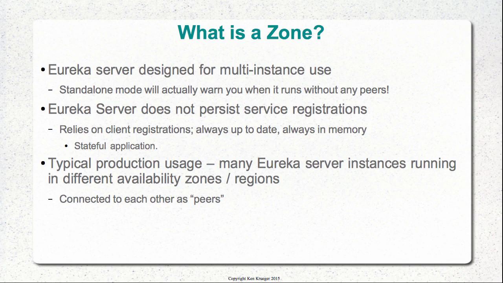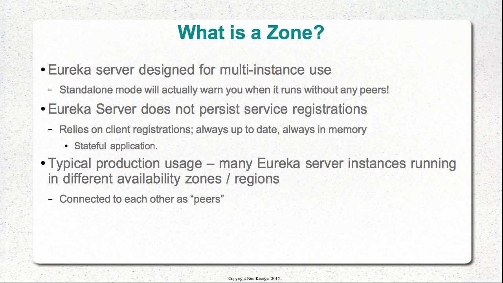So this is what we call a stateful application. This is intentional. If Eureka did try to persist some persistent storage, well, the first thing it would have to do when it would come up is it would have to double check all of that information, because it would probably be inaccurate anyway. So in a typical production usage, we have many Eureka service instances running, and we run them in different availability zones.